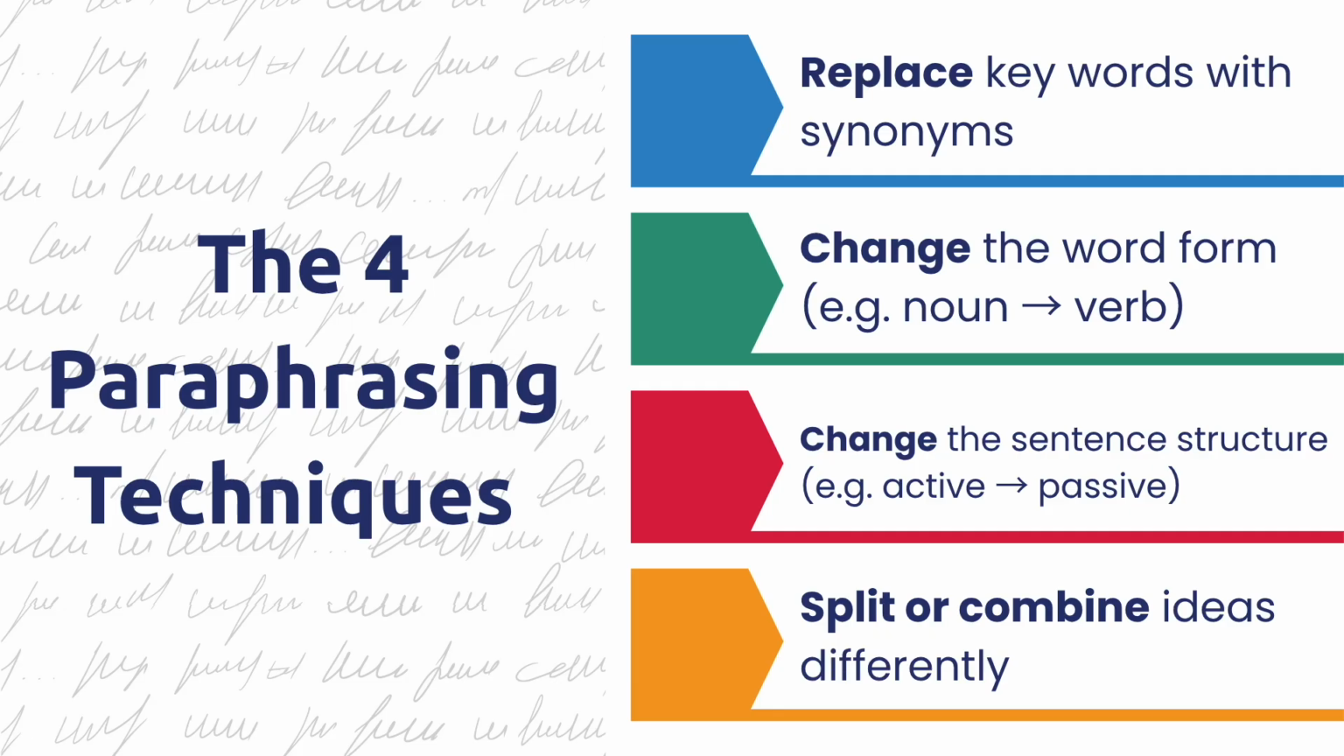Tool number 1 is replacing. That's where you replace words with synonyms. Tool number 2 is to change the word form. For example, verbs to nouns or nouns to verbs. Tool number 3 is to change the sentence structure. And tool number 4 is to either separate or combine ideas. Let me explain these one by one.